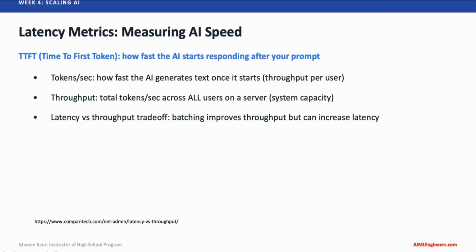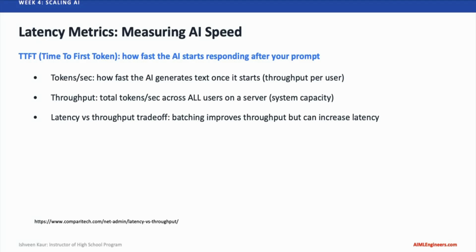Next is tokens per second. Once a response is streaming, how fast do new words appear? Below 15 tokens per second feels kind of sluggish, and it's kind of like watching someone type really slowly. You do not want to have it that slow. You need it to be a lot faster, because the faster the responses are, the more satisfied the user will be.